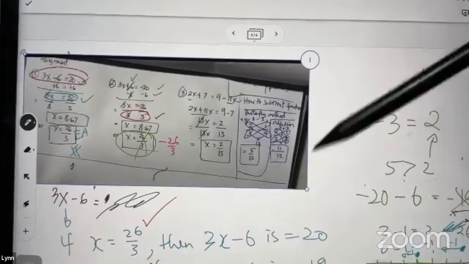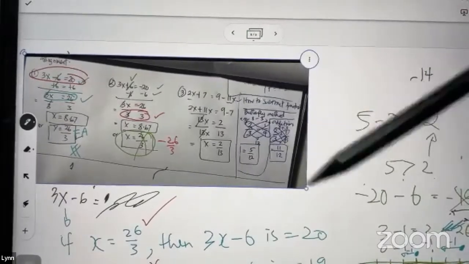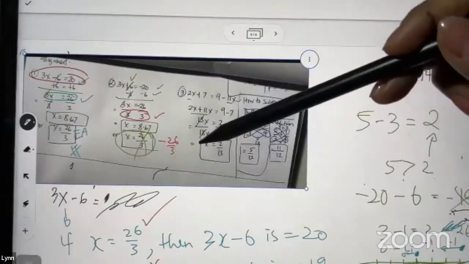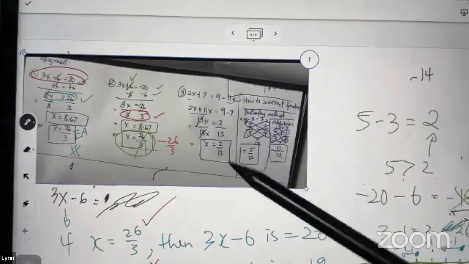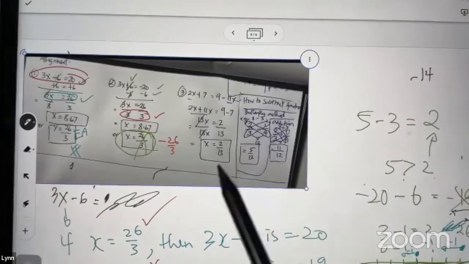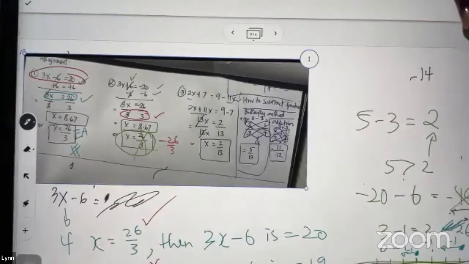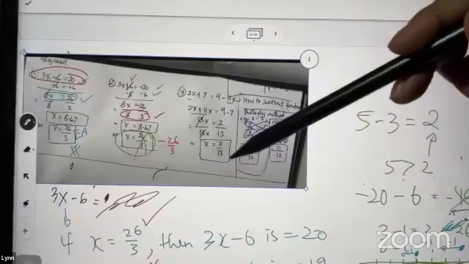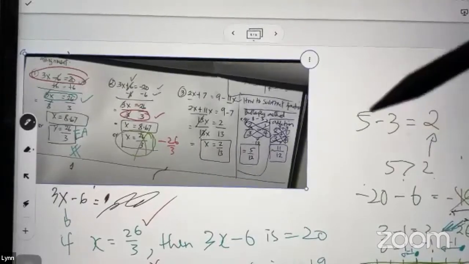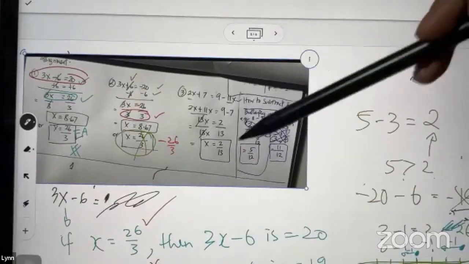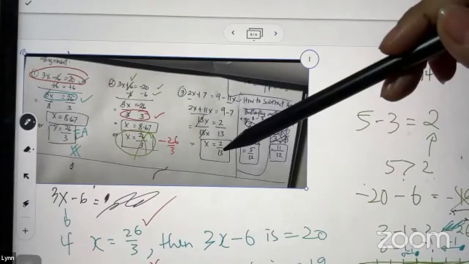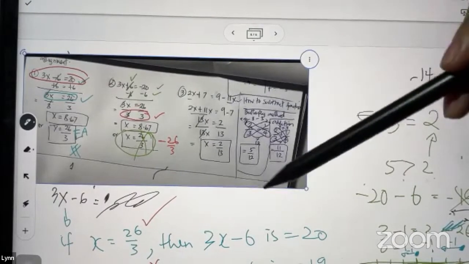So using the calculator, I will type the answer. For example, I can tell you this is my answer, then I will put it on the calculator. If it doesn't come out just 2x plus 7, you have to type 2x plus 7, right? If it doesn't give me this exact answer, that means this is wrong.